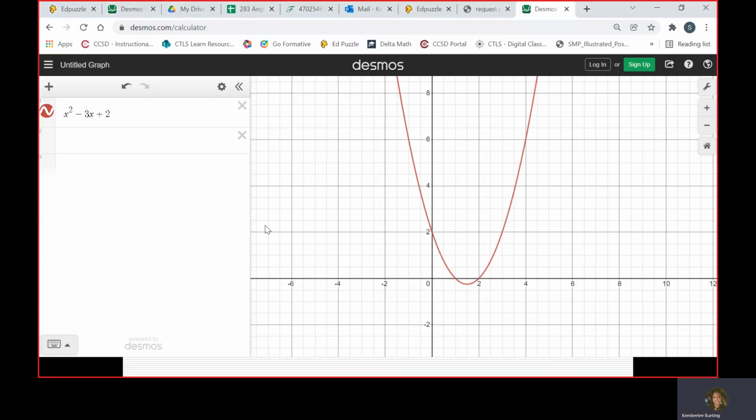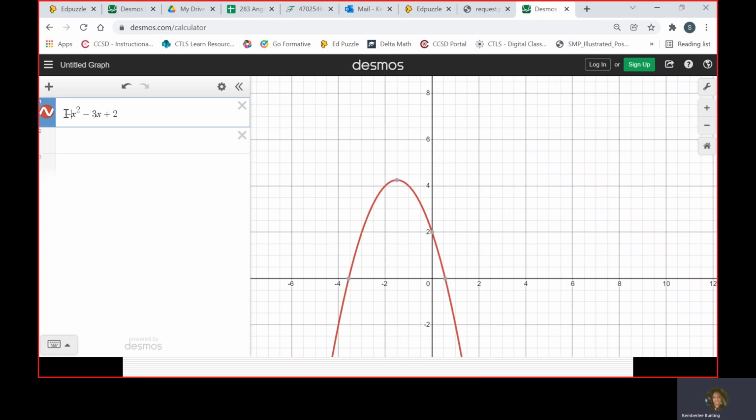Now the next one, I'm not going to make it hard. Boom. Throw a negative symbol in front of x squared. It makes it flip downward.